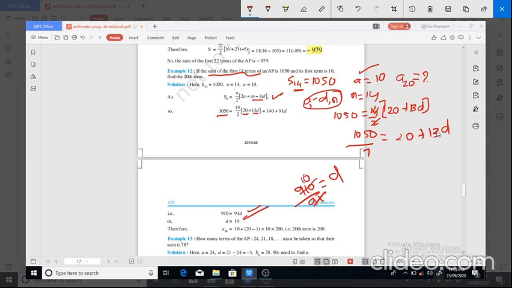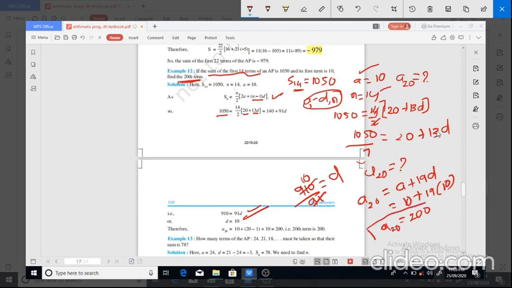After getting this, what do we have to find? The 20th term. The 20th term means A20. What is A20? Put the values. A20 means A plus 19D. The A value is 10, plus 19 into the D value, which is 10. So 19 into 10 is 190. 190 plus 10 is 200. So A20 equals 200.